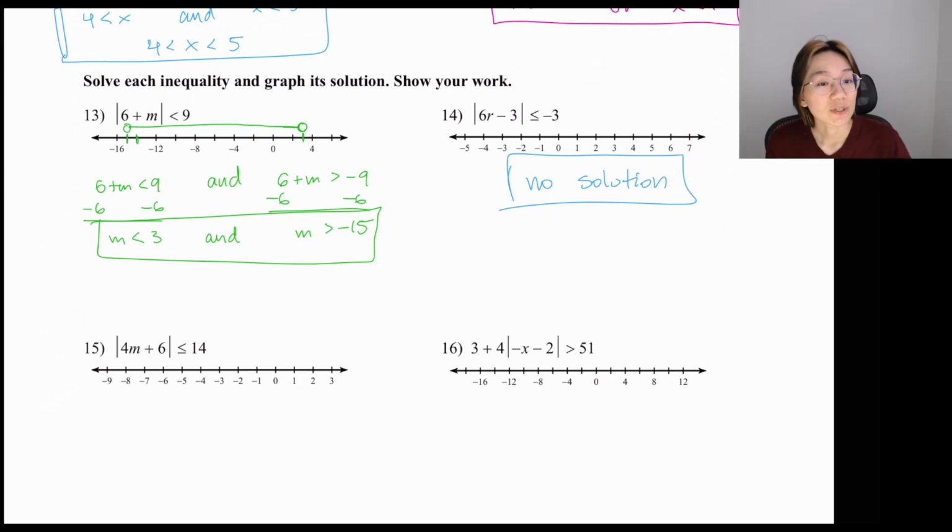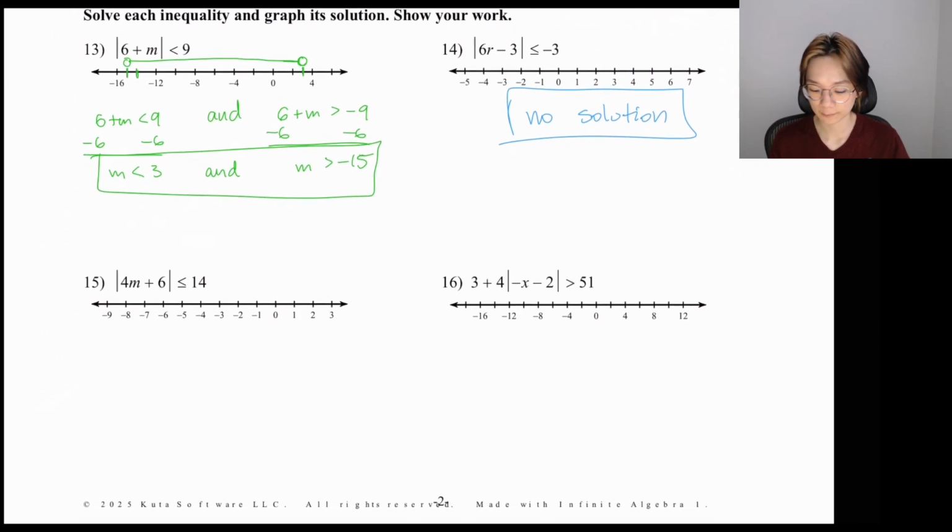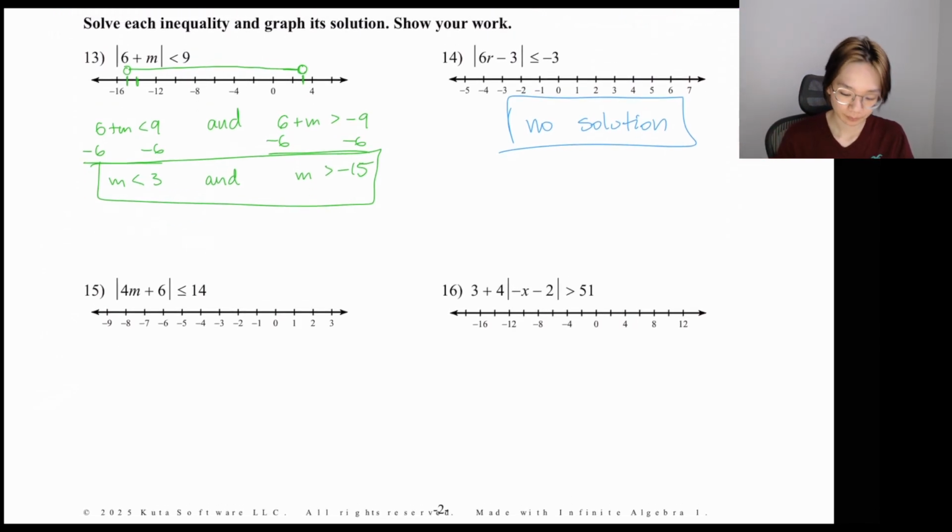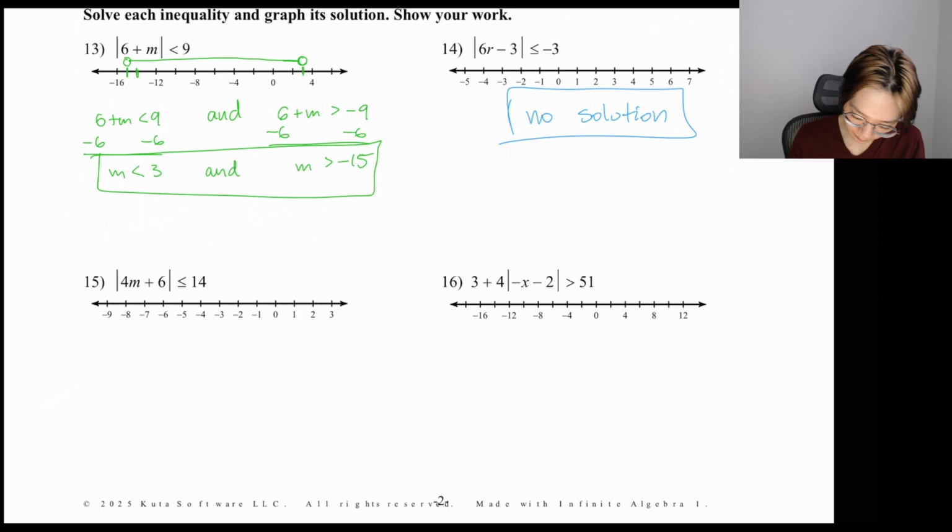I am going to have those special cases. You might get one that has no solution. You might get one that has all real numbers. Just gotta remember. Now, what about this one?